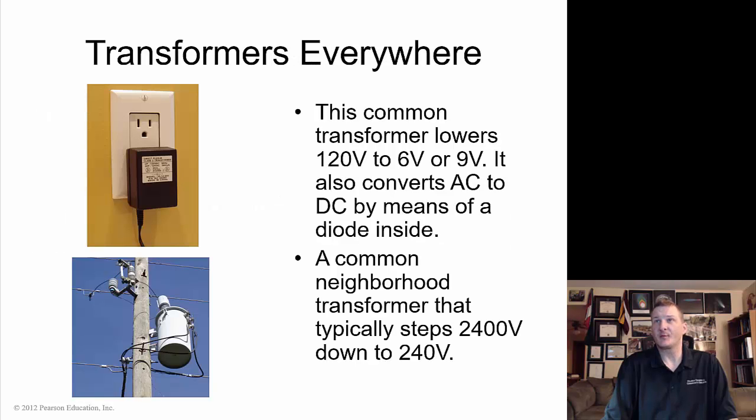And so we see these transformers everywhere. The common transformer lowers 120 volts coming out of the power grid on the wall to 6 or 9 volts. It also converts AC to direct current by means of a diode inside. And in the common neighborhood, the transformer usually steps down a lot more voltage, 2400 volts down to 240 volts.